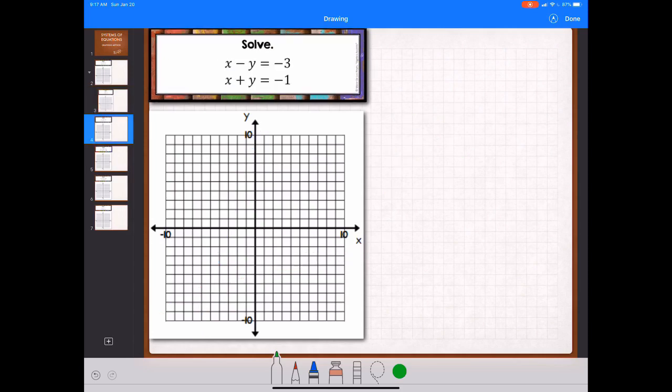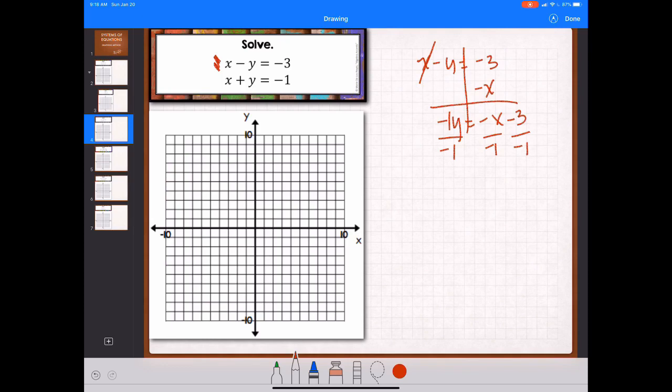In this system, both equations are set up in standard form. So you're going to need to rewrite each one in slope-intercept form so that you can graph it. X minus y equals negative 3 is my first one. I'm going to solve for y. Negative y equals negative x minus 3. Divide by negative 1. Y equals x plus 3. My y-intercept is 3. My slope is 1.